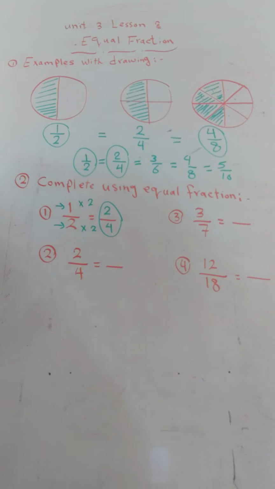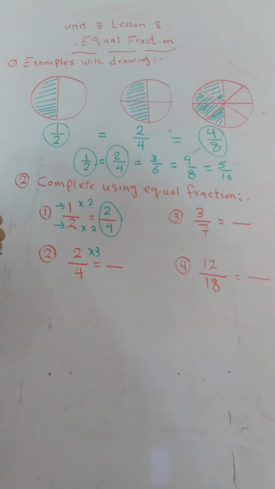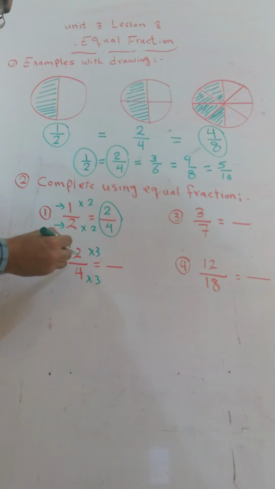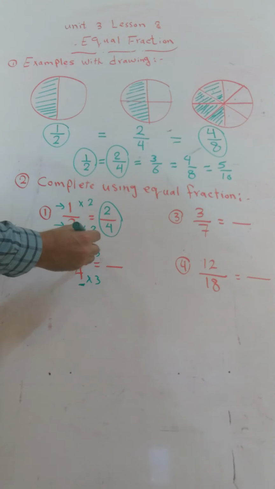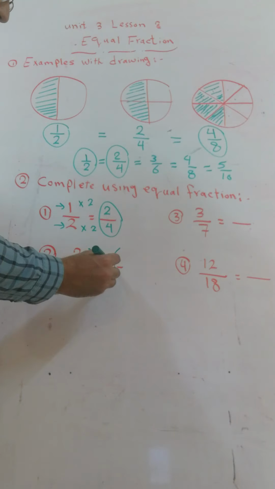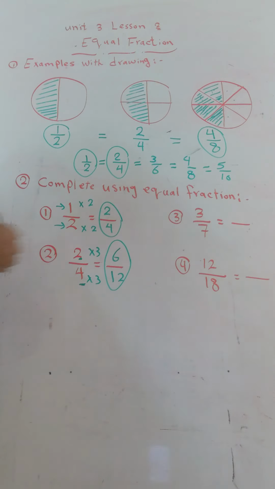Let's do the second example: 2 quarters. I want to make a new fraction equal to 2 quarters. I will multiply 2 by 3 and multiply 4 by 3 as well. Yes, what I do in the numerator, I will do in the denominator. 2 times 3 will be 6, and 4 times 3 will be 12. Yes, 6/12. So they are equal fractions.